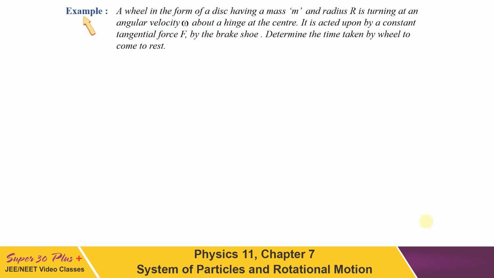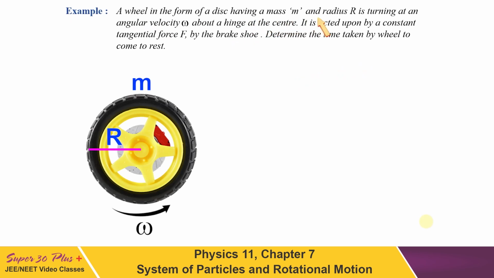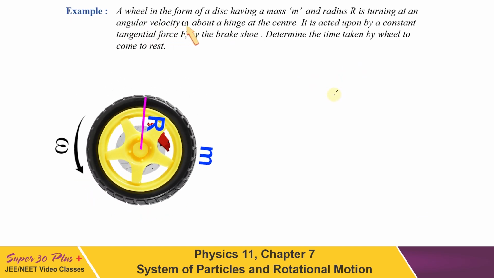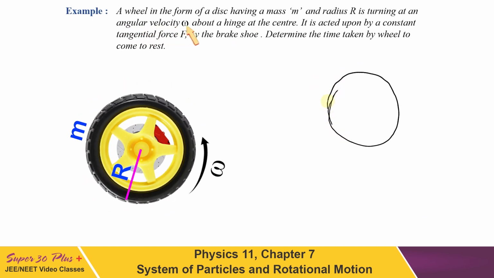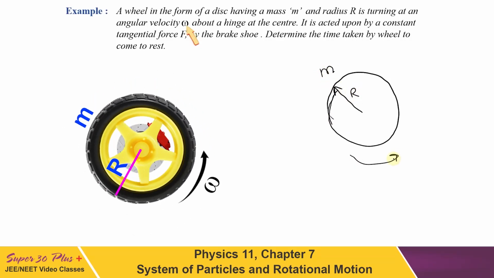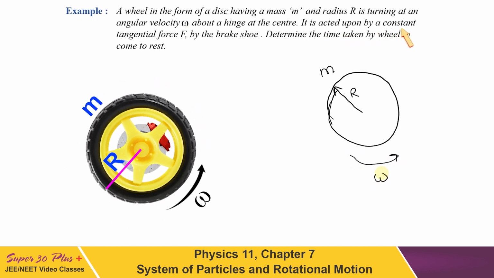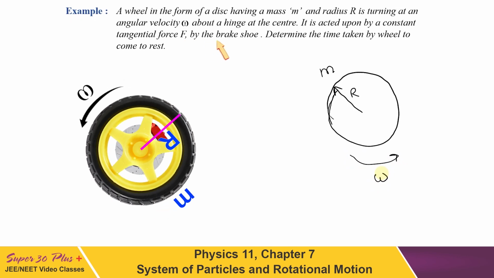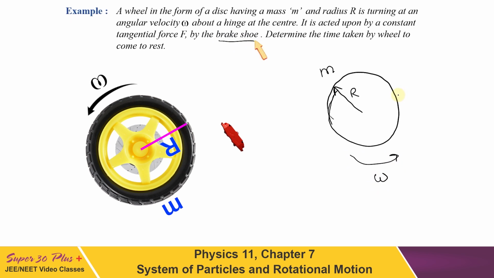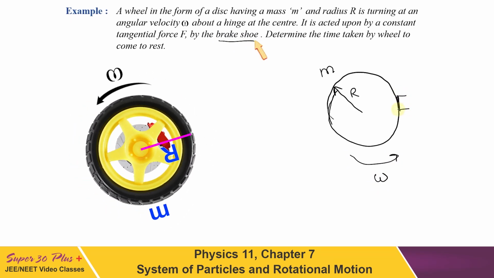Now let us consider some examples based on these concepts. The first example is a wheel in the form of a disc having a mass m and radius r, turning at an angular velocity omega. First I am drawing the situation. It is the wheel having radius r, its mass is m, and it is turning with angular velocity omega. It is acted upon by a constant tangential force by the brake shoe. Do you know what is this term brake shoe? It is a kind of stopper which produces friction against the rotation of the wheel.